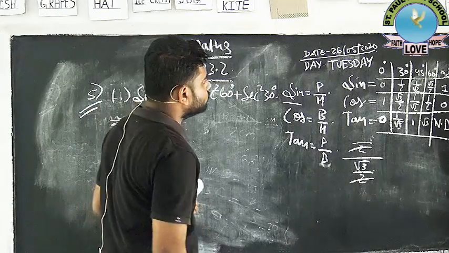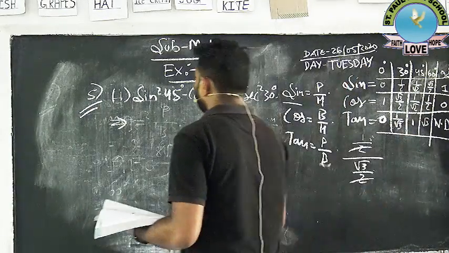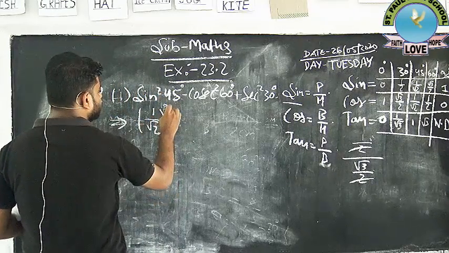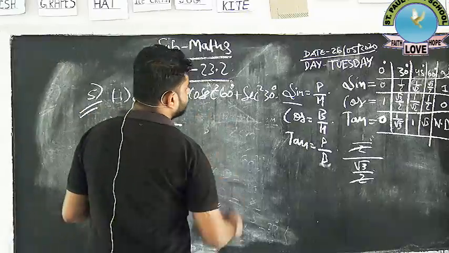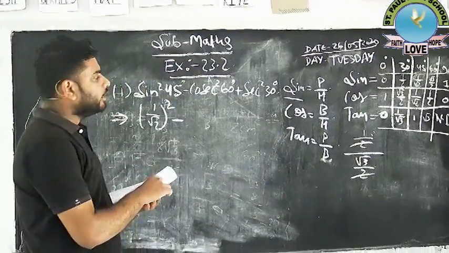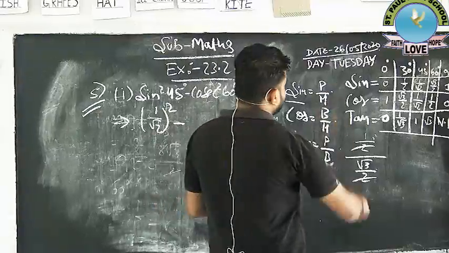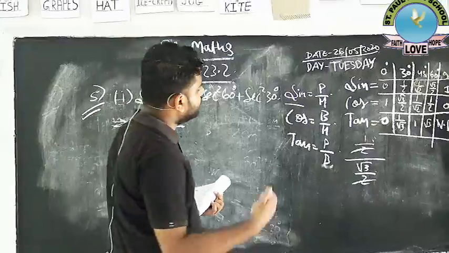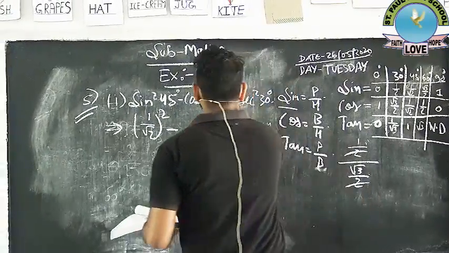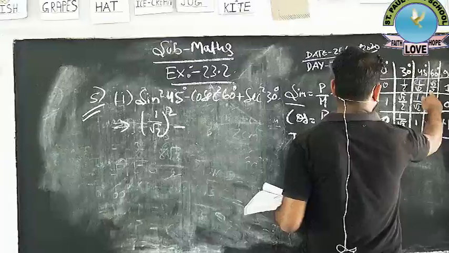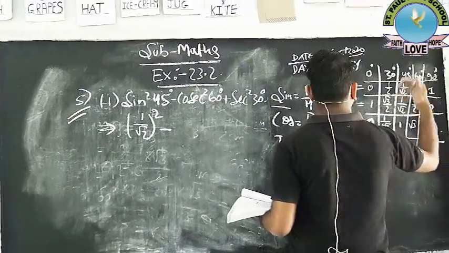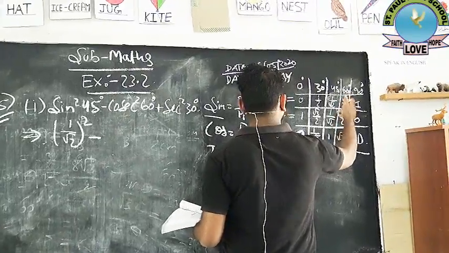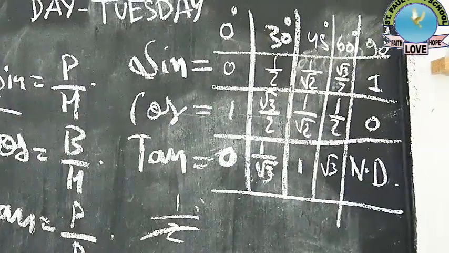Basically we must know the sine value. Sine 45 degree is what? 1 by root 2. 1 by root 2, square, so we have to do square, minus cosec. We don't have cosec here, right? But we can calculate cosec from sine. Sine's opposite is cosec. So for 60 degree, what value do we have? Root 3 by 2. So for cosec 60 degree the value will be the opposite of root 3 by 2.